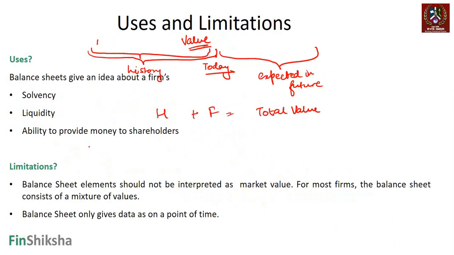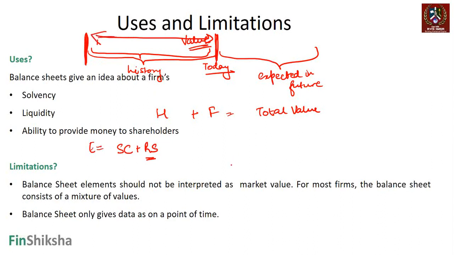So equity, if you take a look at it, is share capital plus the reserves and surplus. What are reserves and surplus? All the undistributed profits till today. So the book value only looks at the left hand side of the portion.